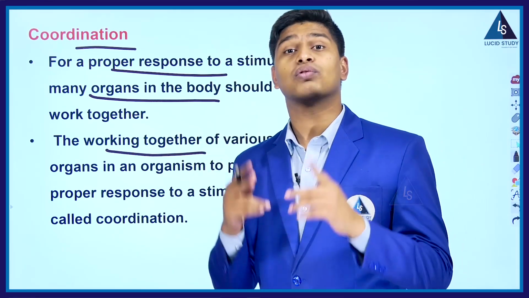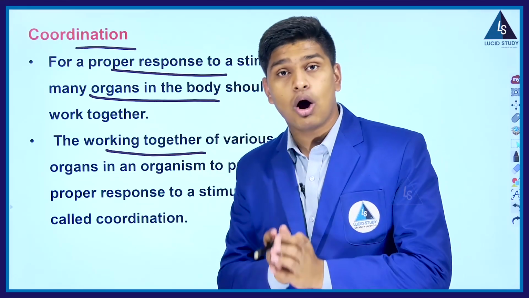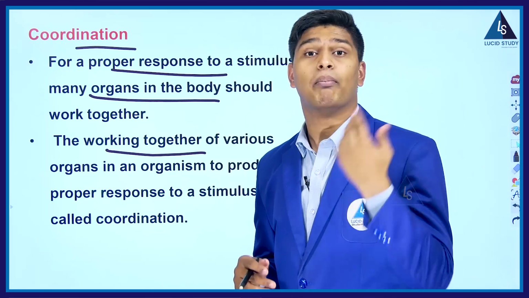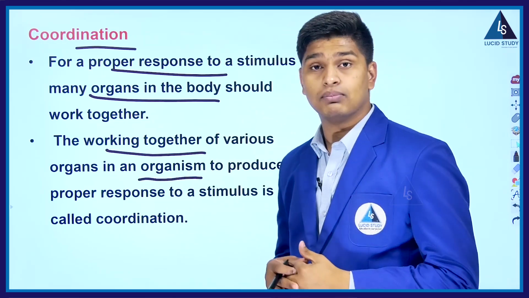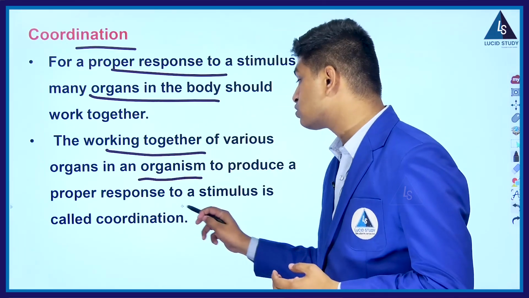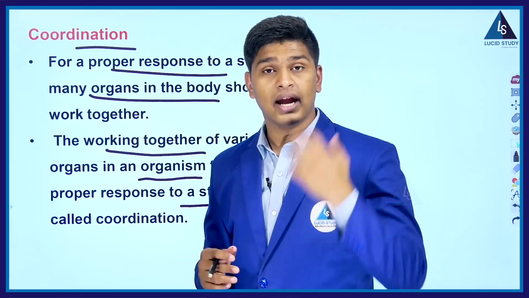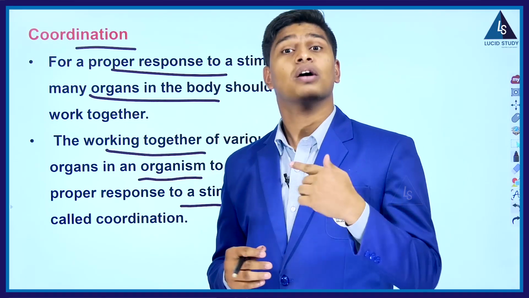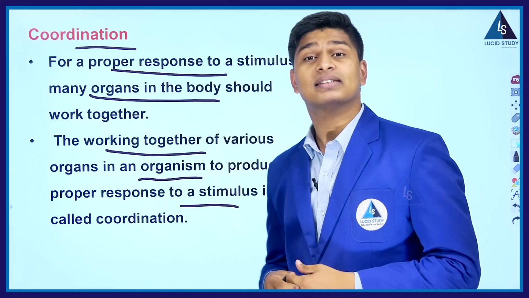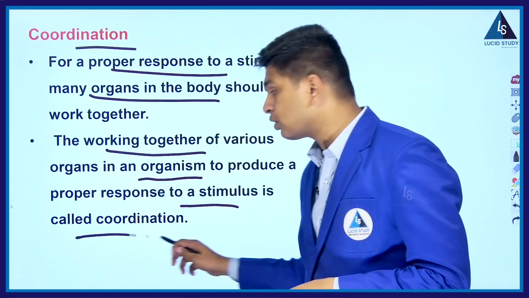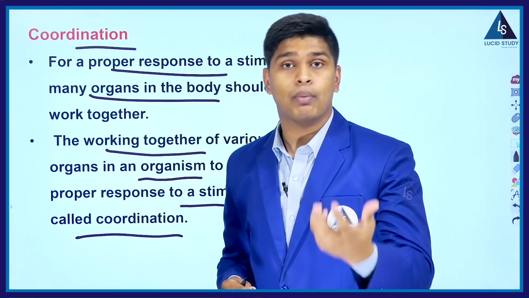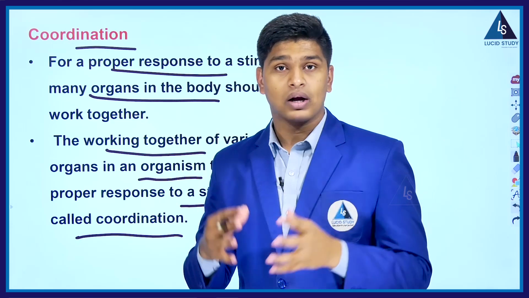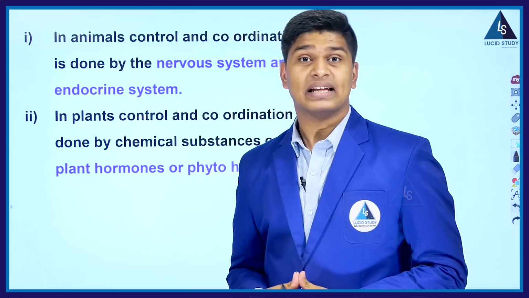It might be organs of 2 different organ systems, or it might be the organs of one organ system. Coordination is the working together of various, not one, multiple organs in an organism to produce a proper response to a stimulus. When a stimulus is induced from the environmental condition, and there is a response from the living organism, and when there is a proper response to a stimulus, that's what you call coordination. And how is a proper response given to the stimulus? By making sure the organs are working together. We got to know what a stimulus is.